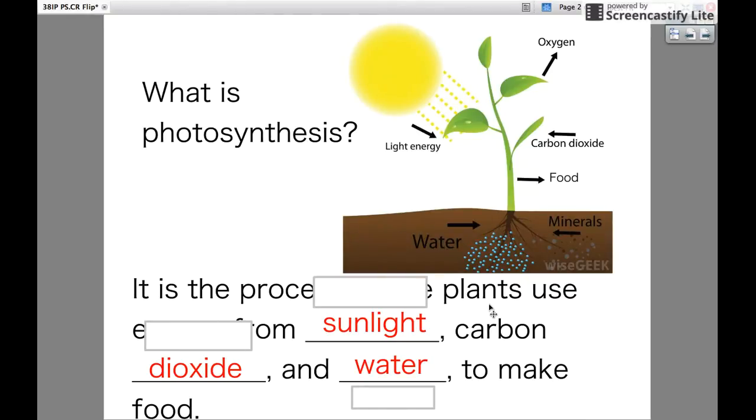So in this picture up here, you see the sun's rays are going towards the plant. You see water is going in towards the plant. And you see carbon dioxide is going in towards the plant. And then you get oxygen, which is for us just a really lucky byproduct. And you get food. That's the main point of photosynthesis, is how the plant makes its own food.